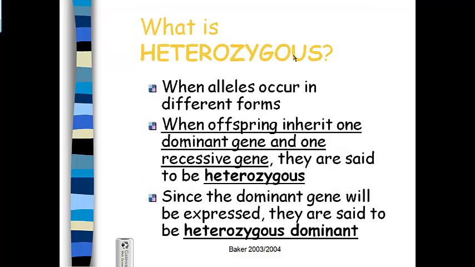Now, if your mother passes you down a dominant gene, and your father passes you down a recessive one, or vice versa, then we would say you're heterozygous. The prefix hetero means different, and zygous again means zygote, so different genes in the zygote. Okay? And if your mother passed you down a dominant gene, and your father passed you down a recessive gene, the thing that's going to show up is the dominant gene, so we would call you heterozygous dominant.